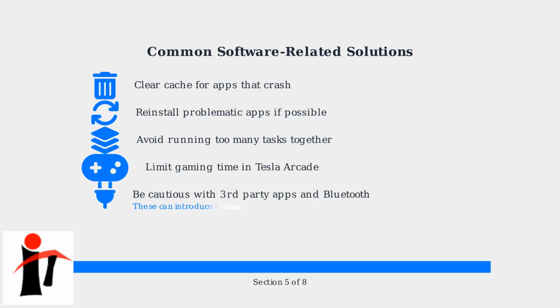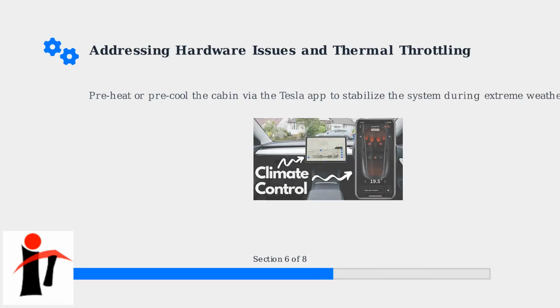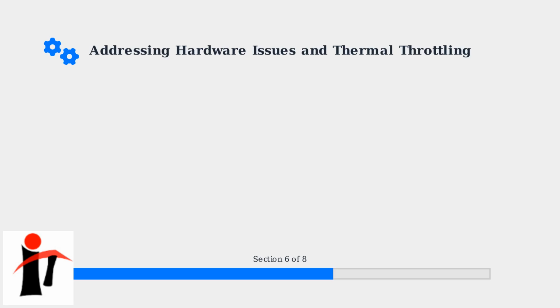Apps added via third parties or Bluetooth devices can cause compatibility problems. Always verify that any additional software or hardware integrations are Tesla compatible. Hardware-related screen freezes, especially in extreme weather, can often be stabilized by preheating or pre-cooling the cabin using the Tesla mobile app. This helps maintain consistent temperatures for the electronic components.